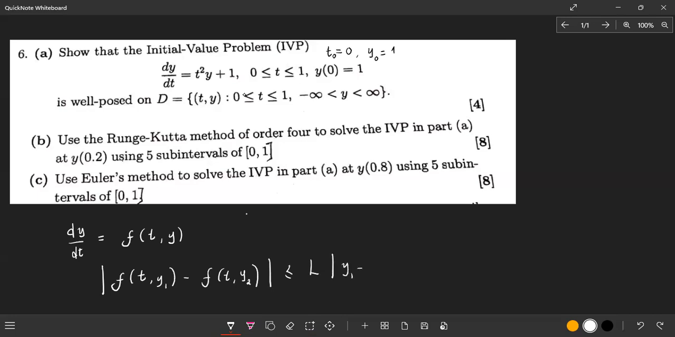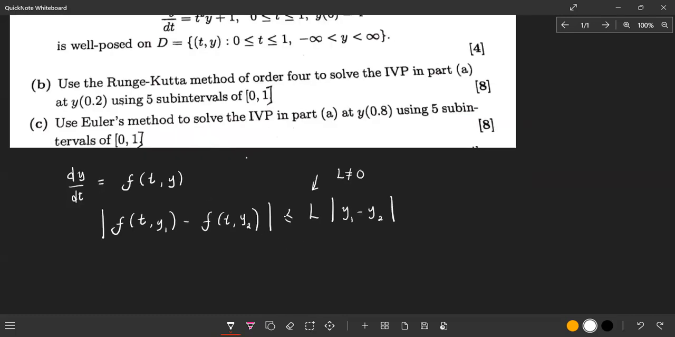y1 minus y2. So then if we're able to find what this constant is, the Lipschitz constant, and this L can never be equal to 0, this L is a non-zero value, then we're going to say the given differential equation is well posed on that given range of values of y and t. So let's check the first condition here.